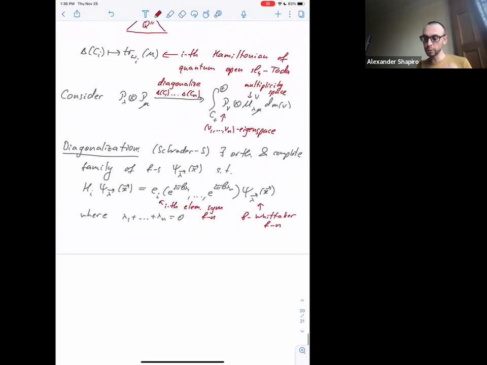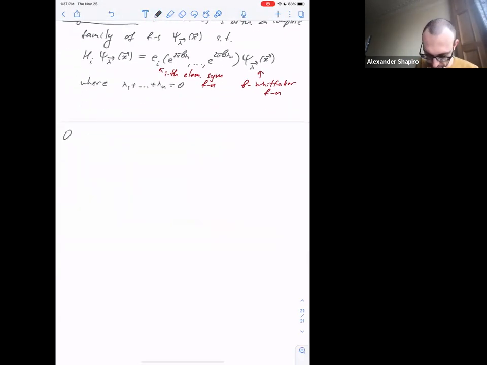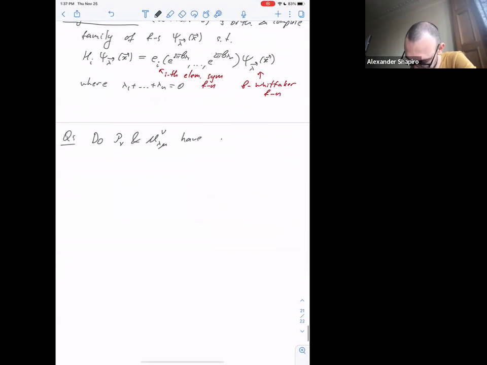All right, and as soon as we've seen that, we can ask, okay, right. We started from some representations that came from some cluster story, and we did this diagonalization process. Do these things have any cluster interpretation? And the answer is actually yes, they do, and it's quite interesting. So let me write a question: do this P nu and the multiplicity space have a cluster interpretation?